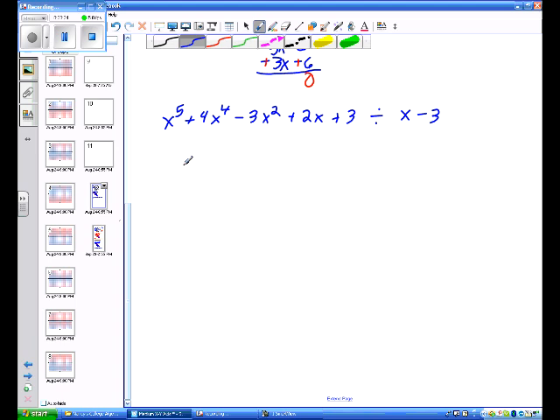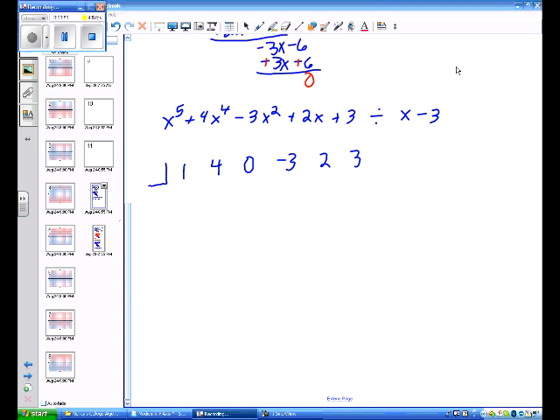So we have 1x to the 5th, 4x to the 4th. We have 0x cubed. You have to watch your powers. Minus 3x squared, 2x, 3. If you start with x to the 5th, you have to put down a coefficient for each x as you descend all the way down to your constant.